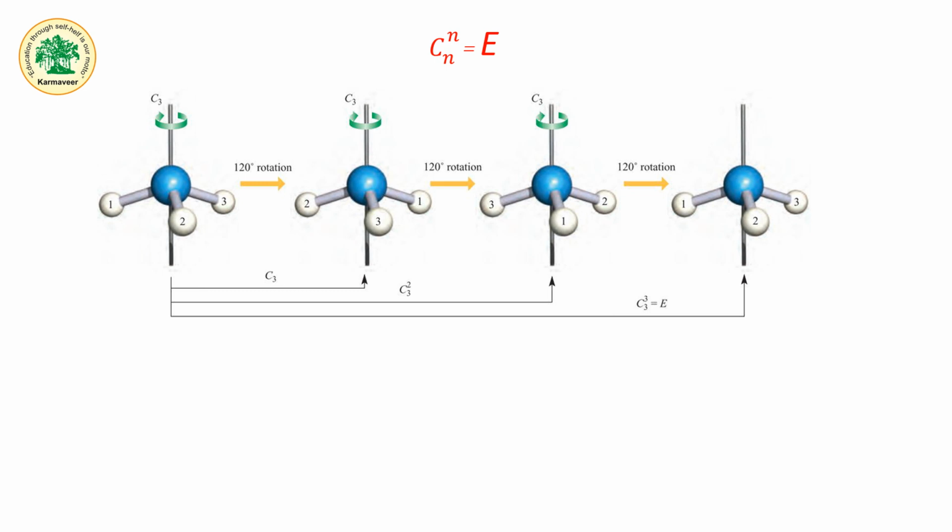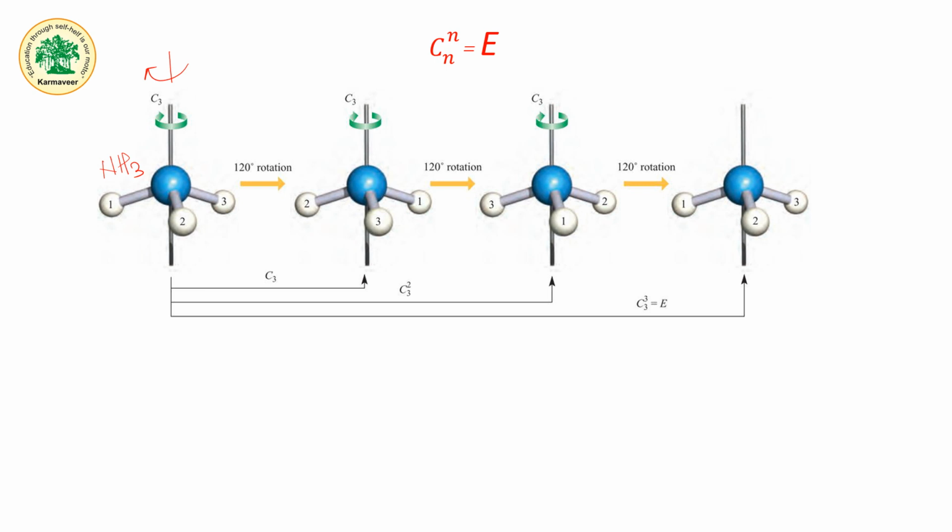Now let us learn the consequences of this identity element. For example, we will take the ammonia molecule. In the ammonia molecule, if we rotate by C3, holding an axis passing through only the nitrogen, after a 120-degree rotation one C3 is obtained, that is, all the hydrogens will replace each other's position in the clockwise direction.